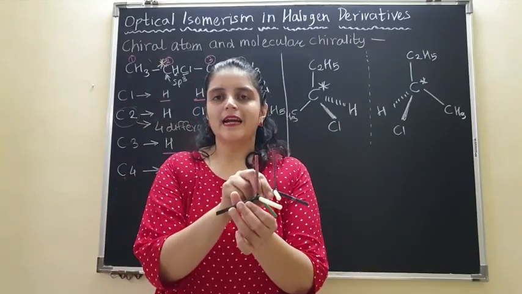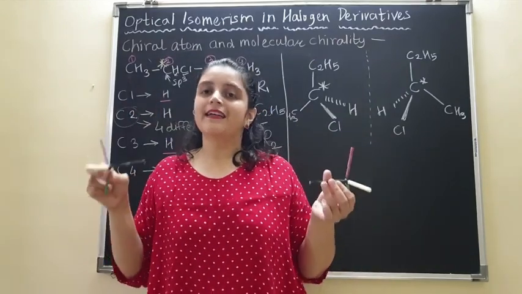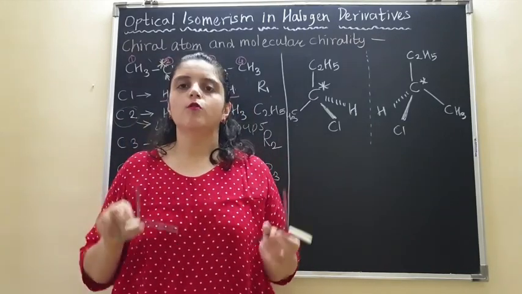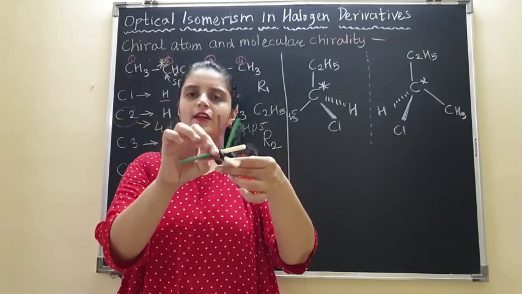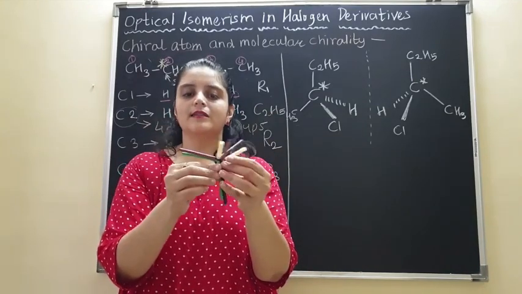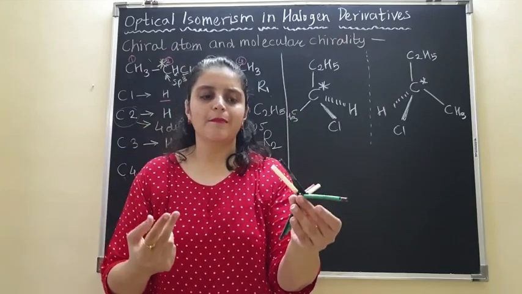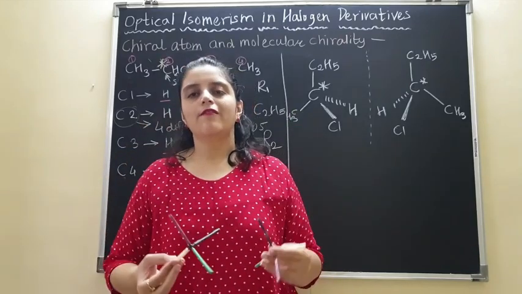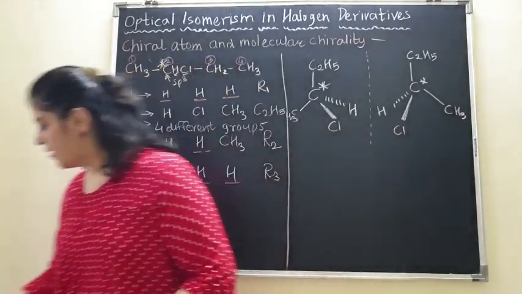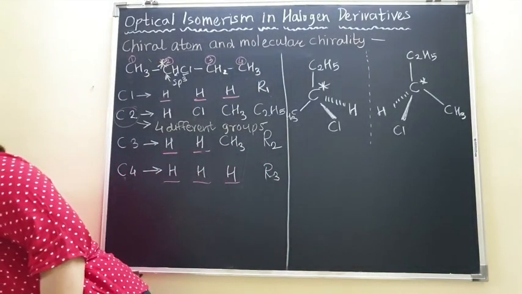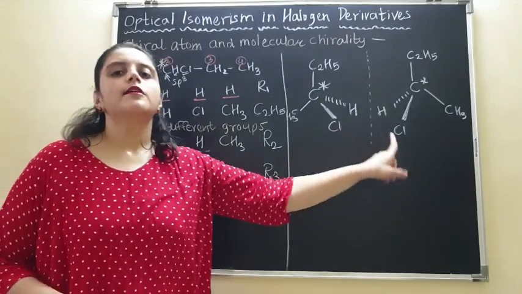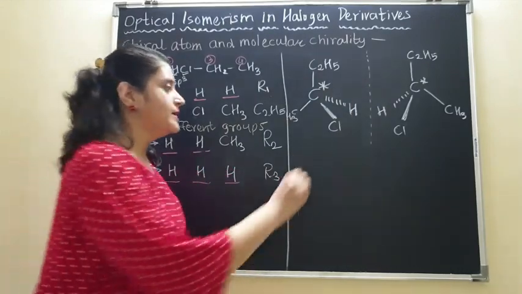Since they cannot coincide with each other, that means they are different, they are not the same. If they were the same, they would coincide on top of each other. But you try whichever way you want, the images are not going to coincide with each other. 2 colors will match, but 2 colors will always remain unmatched from each other. So now we can call such images as non-superimposable mirror images.